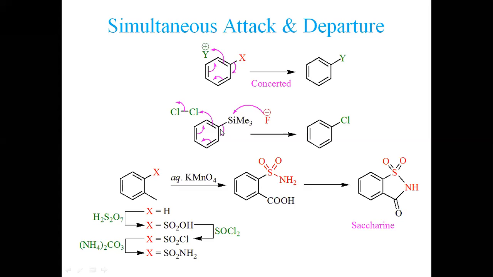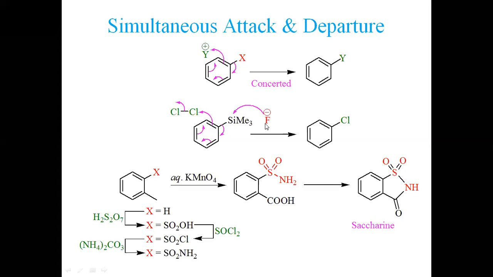For example, let's say we have a trimethylsilyl group present at this position, and we react this with chlorine. There is no Lewis acid we are using in this case. In the arenium-ion mechanism, you see whenever we react halogen, we use a Lewis acid like BF3 or aluminum trichloride, etc. Any one of them we are using.